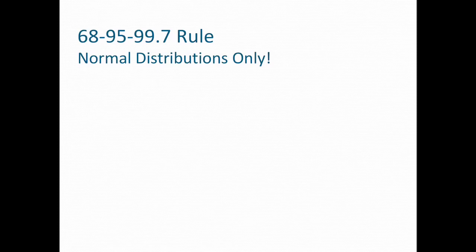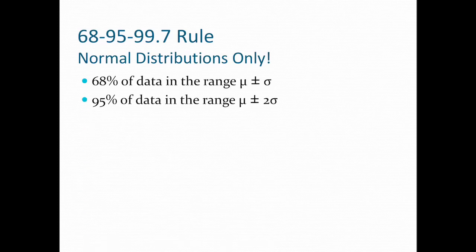And so what is the 68, 95, 99.7 rule? Well, this rule only works for normal distributions, okay? If the distribution is not normal or not symmetrical, then this rule does not apply. What the rule states is that 68% of the data will be in the range of mu plus or minus sigma, or mu plus or minus the standard deviation, 95% of the data will be in the range of mu plus or minus 2 standard deviations, and 99.7% of the data will be in the range of mu plus or minus 3 standard deviations.